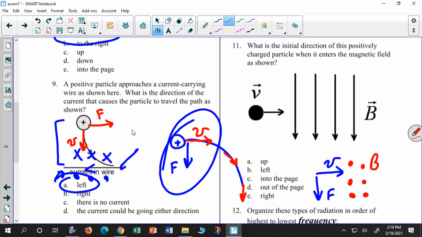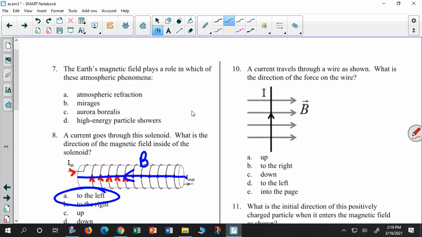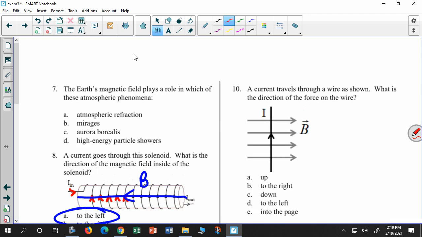Okay? It is important that you can look at a figure like that and see the path of the particle and figure out what is the direction of V or F or B or whatever. Okay? Other particular questions? Okay, let's sort of skim through. Be prepared for basic magnetic field type things, like what role does it play in atmospheric phenomena? Aurora borealis.